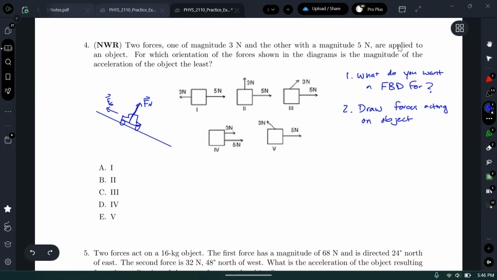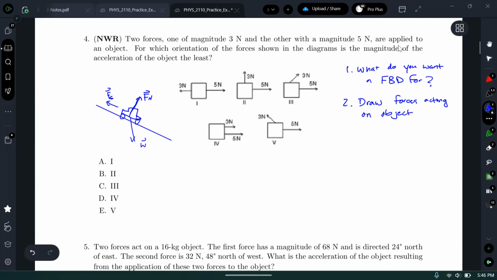Then the one that I can't see in the picture, but I know is there, is the whole earth. That's where the weight of the car comes from. And that is already about halfway to a free body diagram. The rest is just choosing convenient axes.